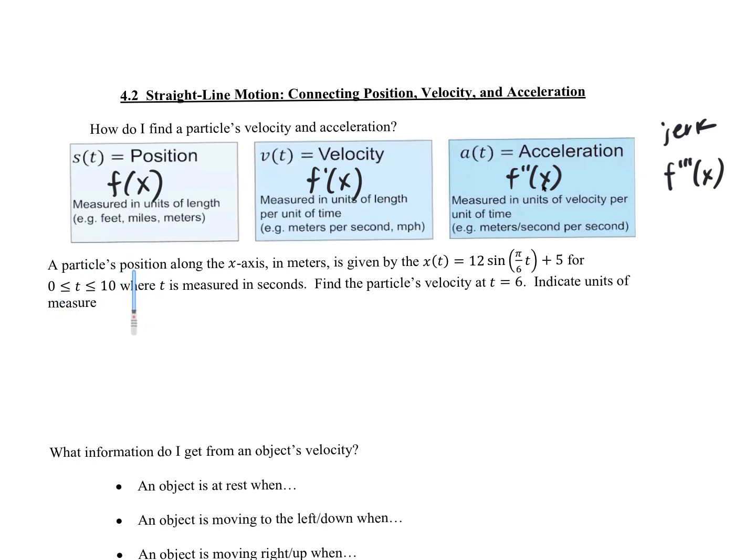Check this out. Here's what I want us to get in the habit of doing. They said, hey, the position. Go ahead and circle that word because it's important to know what they gave us. The position is x of t. T is measured in seconds. The function is measured in meters. Find the velocity. They gave us the position.